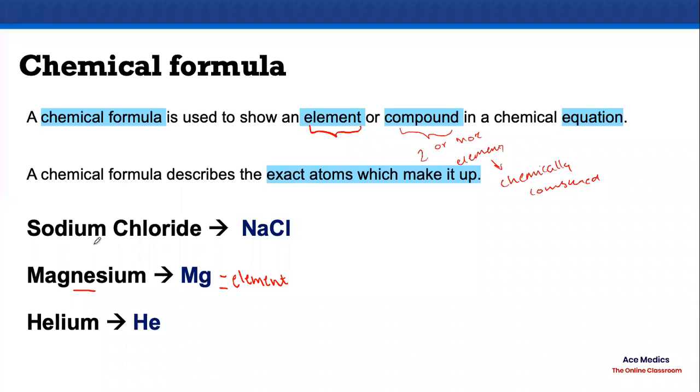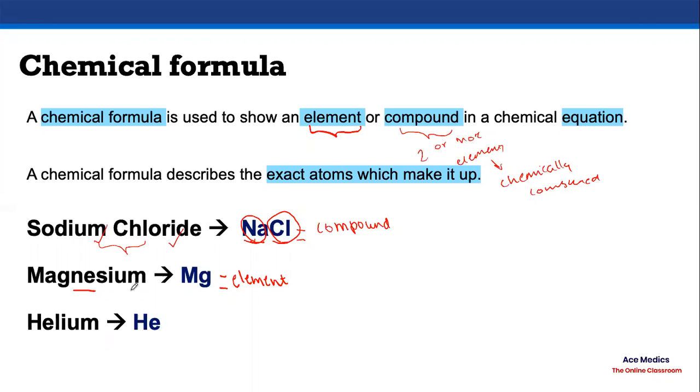So for example, sodium chloride has the chemical formula NaCl. By looking at this, we can say that sodium chloride is actually a compound. How do we know it's a compound? Because we have sodium and chlorine joined up together. So they've undergone a chemical reaction to form this compound, sodium chloride. And like we said, chemical formulas show you how many exact atoms are making it up and which ones are making it up.